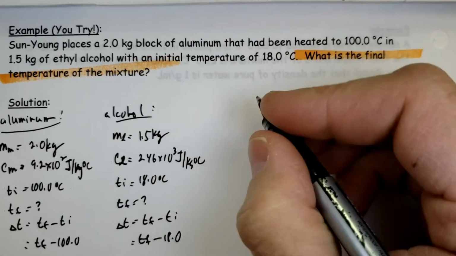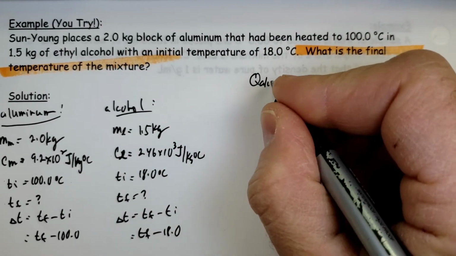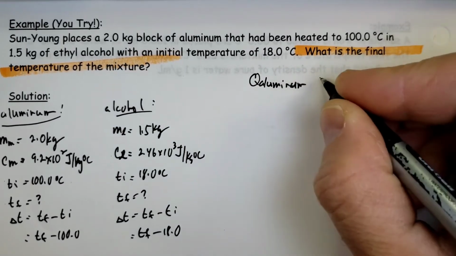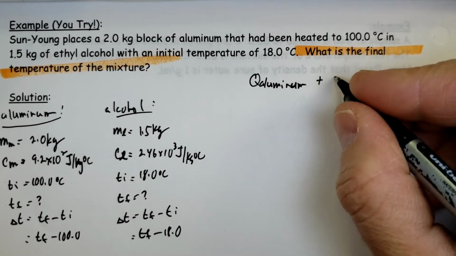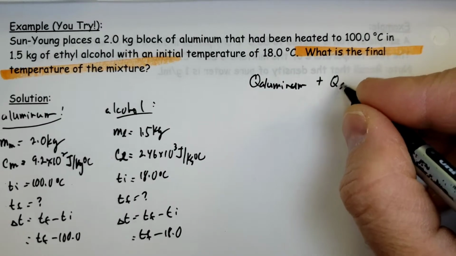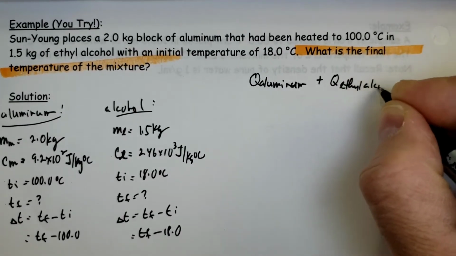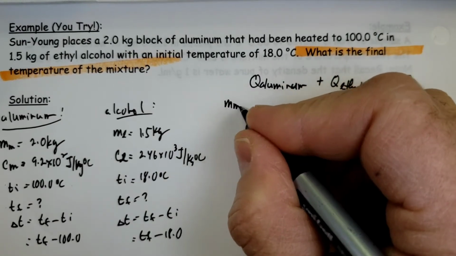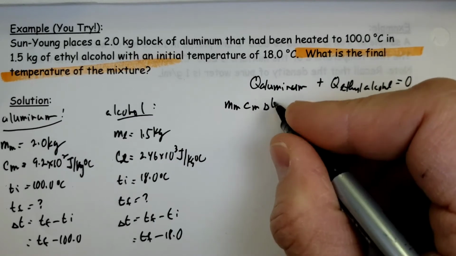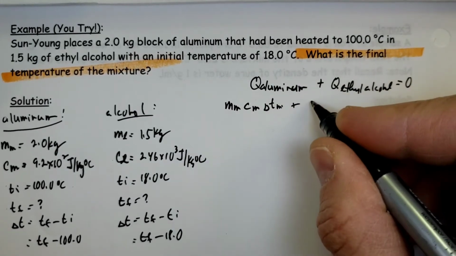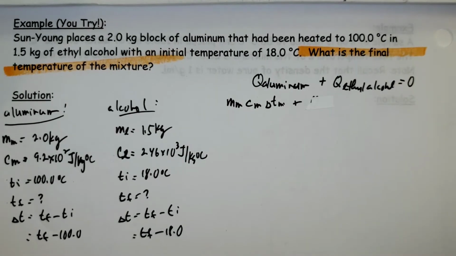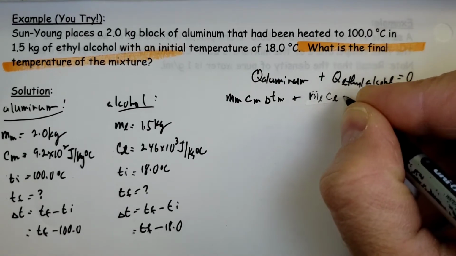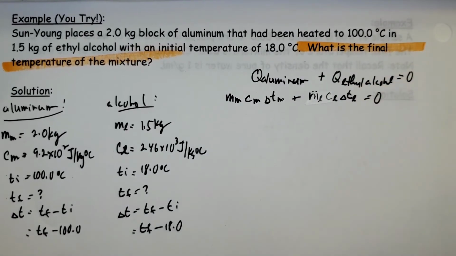And the setup is very similar to the previous example. So the thermal energy released by the aluminum is equal to the energy gained by the ethyl alcohol, so it gives us a net change of 0. So M metal, C metal, delta T metal, plus, oh, I did it again. So again, use some magic here. This should be M liquid, C liquid, delta T liquid equals 0.